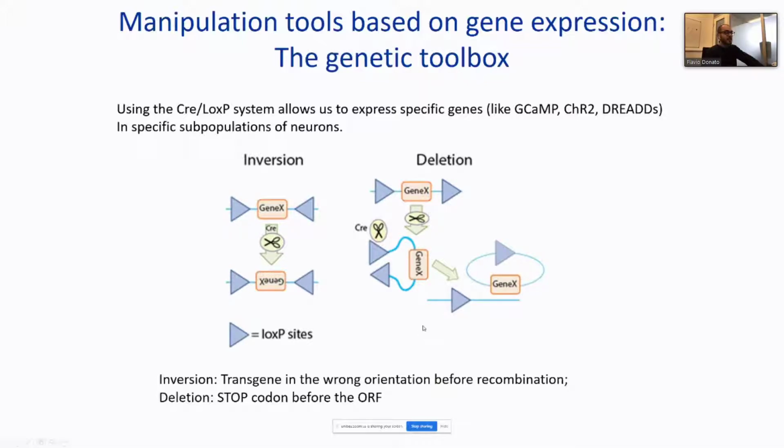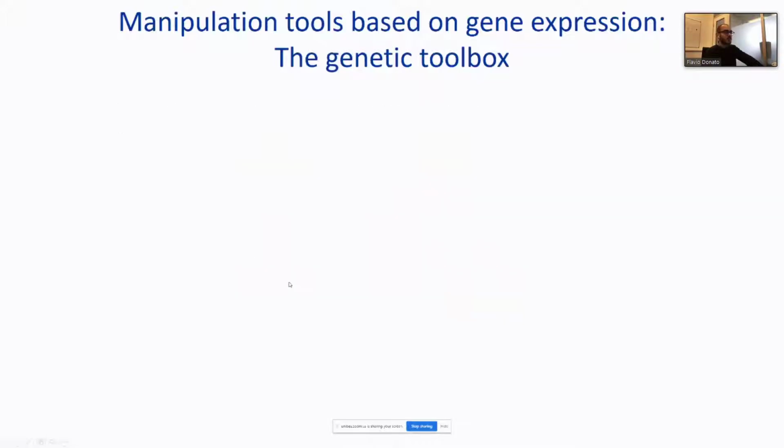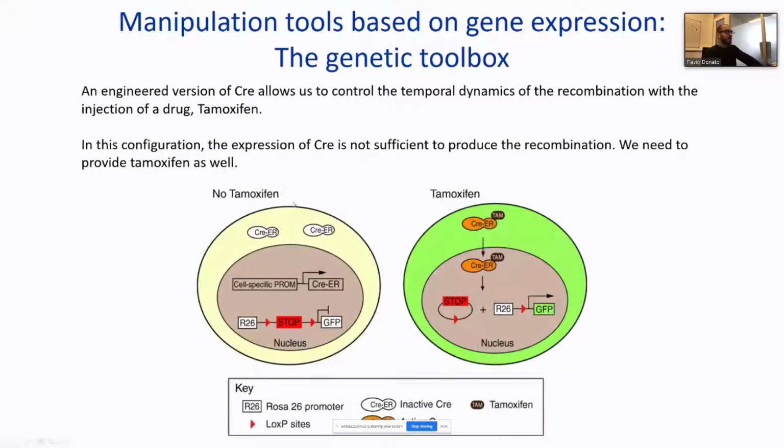One thing that I just want to highlight, because it's going to be extremely important for the future lectures, and maybe also for your future, is that there is an engineered version of Cre, which has been fused with the ERT2 part of the estrogen receptor, which allows us not only to control which cells express that particular protein by a gene, but also when that particular Cre is going to be active. Have you ever heard about the Cre-ERT2 system and tamoxifen?